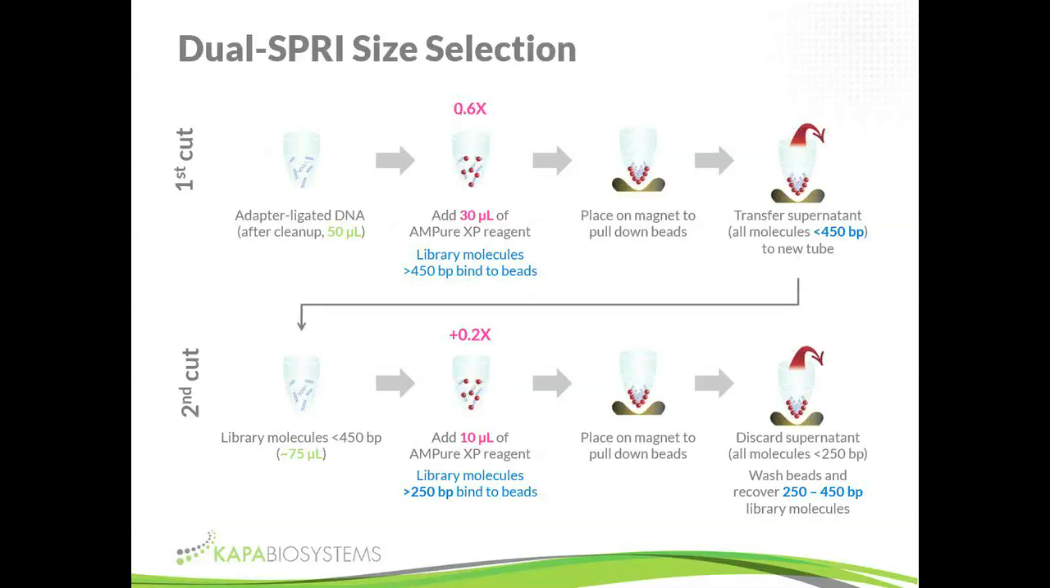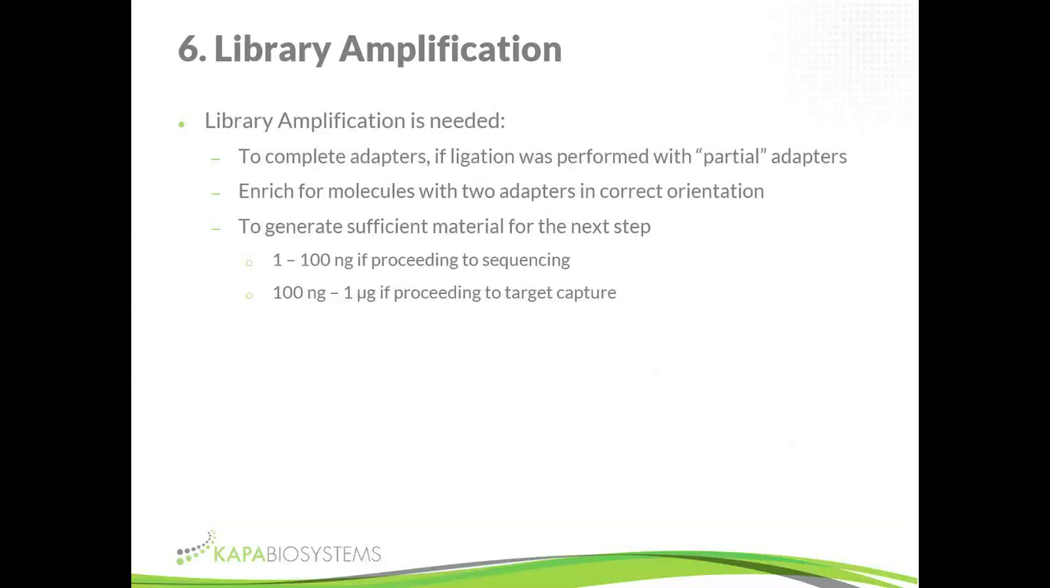Okay, this brings us to library amplification, and that's the last parameter that we want to optimize. As we discussed before, library amplification is needed really for two things: to complete your adapter if all the functional elements aren't there, and to make more DNA for the next step. And then one thing that we haven't really talked about is to enrich for molecules.